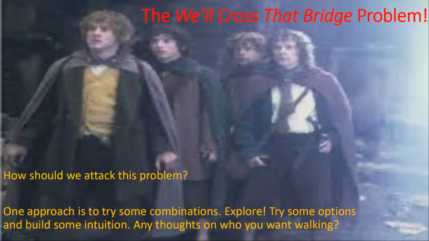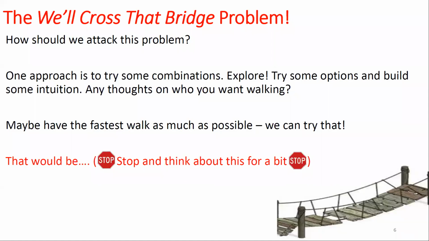Who would you like walking whenever possible? 1, or 2. But if you had to choose a person, who would you choose? 1. So why don't we say, whenever possible, 1 walks, and let's see how that goes. Maybe the fastest person walks as much as possible. Let's try that. So pause the video and try to figure out what would happen if 1 walks whenever possible.